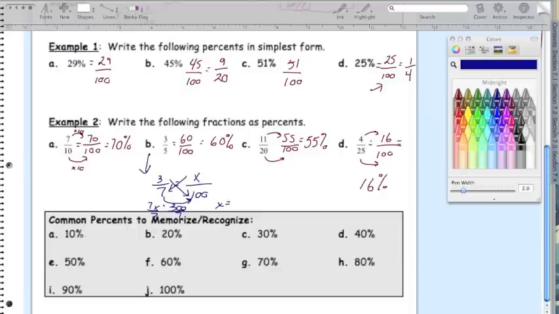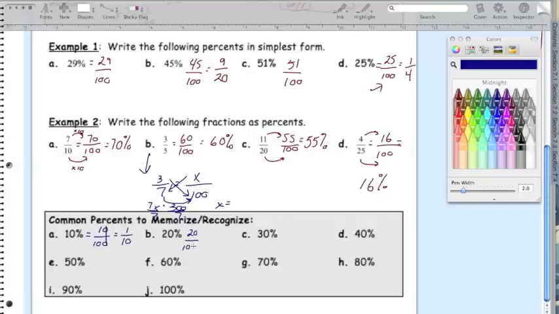In this box, we have some common percents to memorize and recognize: 10, 20, 30, 40, 50, 60, 70, 80, 90, 100. They're just ones that are common, so it's good if you have them in the back of your mind. So 10%, going off of what we did before, is really 10/100. Cancel out the zeros, it's truly 1/10.